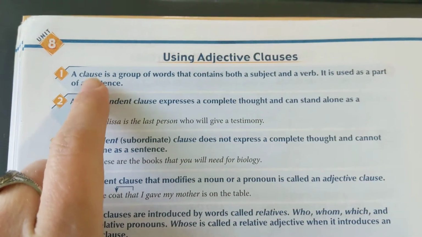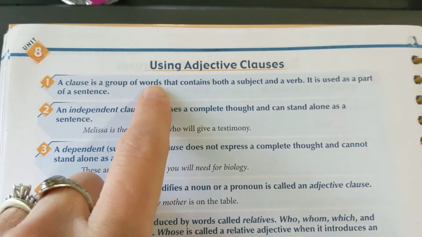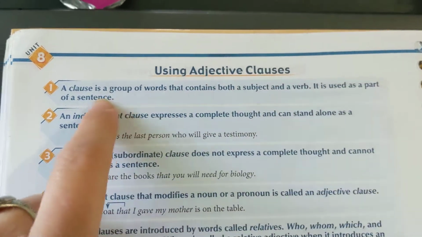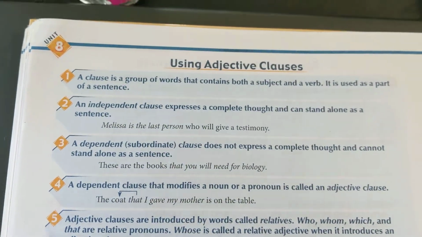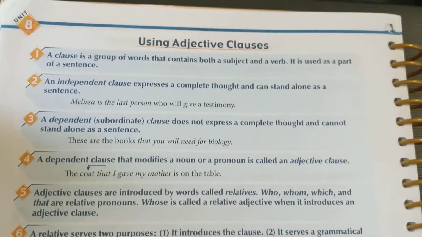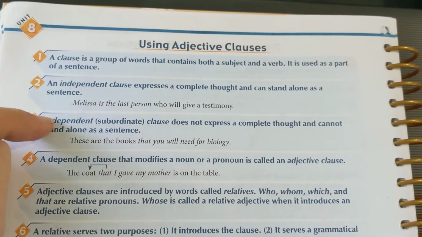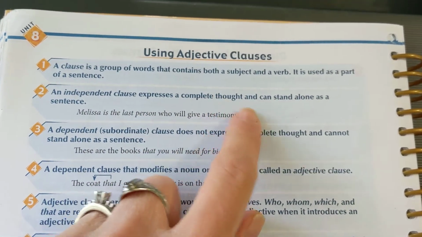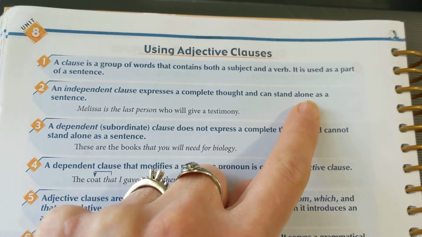Remember, a clause is a group of words that has both a subject and a verb. It is used as part of a sentence. There are two different types of clauses: an independent clause and a dependent clause. An independent clause shows a complete thought and can stand alone as a sentence.